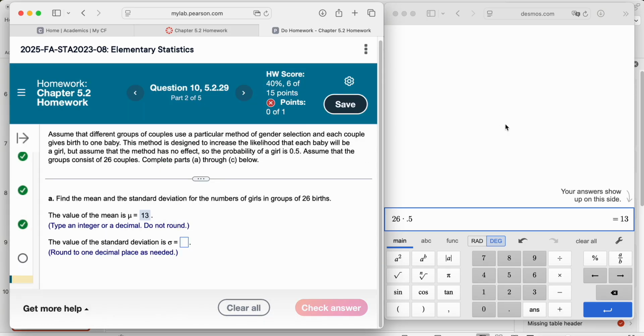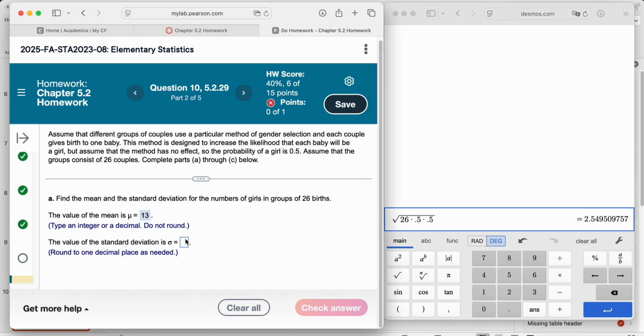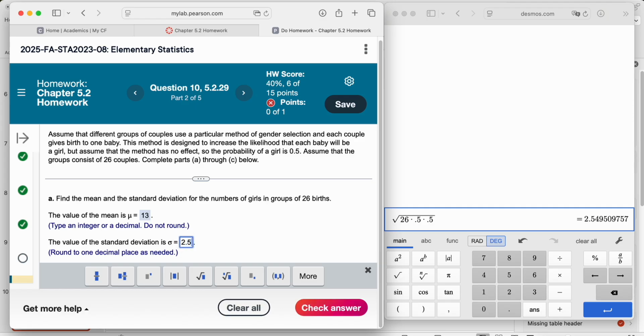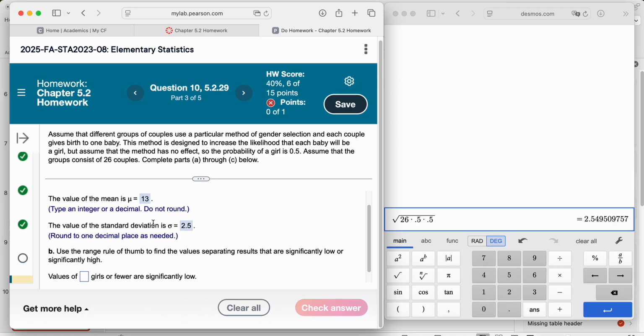All right. Up next, what would the standard deviation of that be? Well, it's almost the same formula, but now there's a square root, and it's 26 times 0.5, the yeses, or I got a girl in the birth, and then times the no's, or in other words, I got a boy in the birth. And that is 2.549, but they want only one decimal place, so 2.5. All right. So that's the mean and standard deviation based on assumptions.